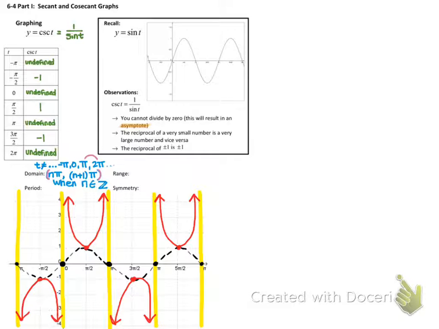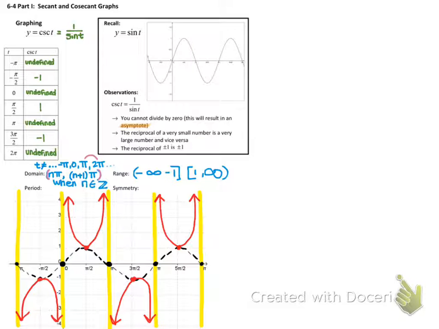My range here is going to go from negative infinity to negative 1, and we do hit negative 1, but then we have a gap, so then we start back up at positive 1 and go up towards positive infinity.